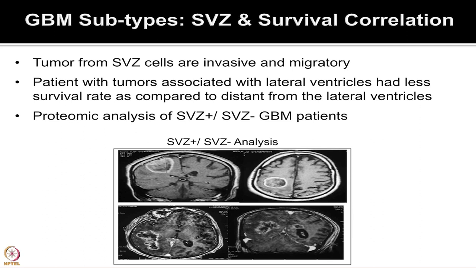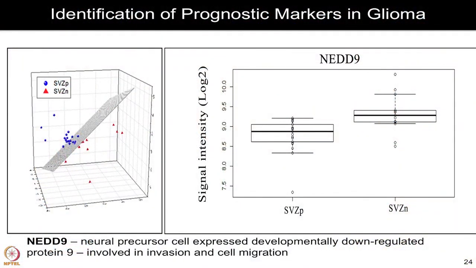So, SVZ positive are very aggressive tumors, SVZ negative are less aggressive tumors. Of course, the patient survival and prognosis will be based on some of these features, and can we find out some proteins which might be interesting when we are looking at the impact of the location of the tumor based on radiology. In this case we identified an interesting prognostic biomarker, NEDD9, the neural precursor cell expressed developmentally downregulated protein 9, which is involved in invasion and cell migration.